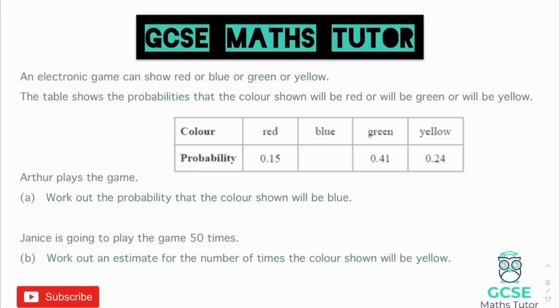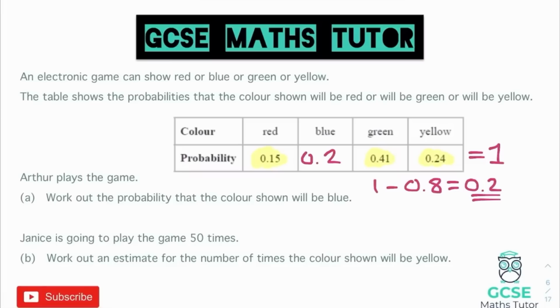So in order to work this out, we know that these probabilities have to add up to 1. Now at the moment, if we add together what we do have, we've got 0.15, 0.48 and 0.24, and in total they add up to 0.8. So if we take that away from 1, it leaves us with what's left over, and that comes out as 0.2. So the probability of blue is 0.2.